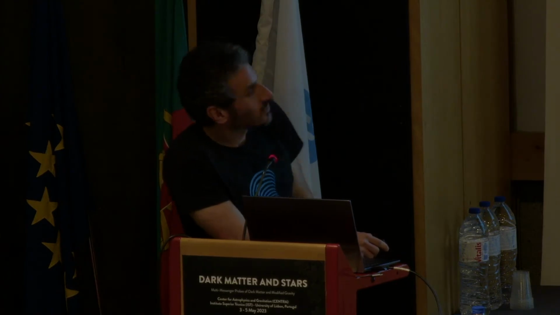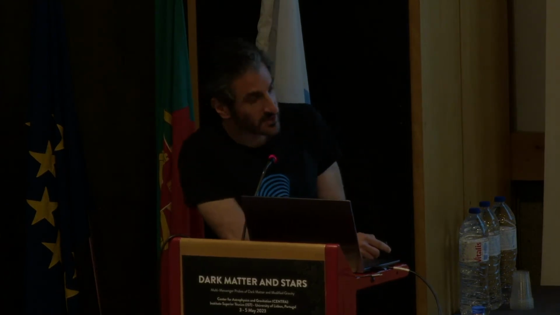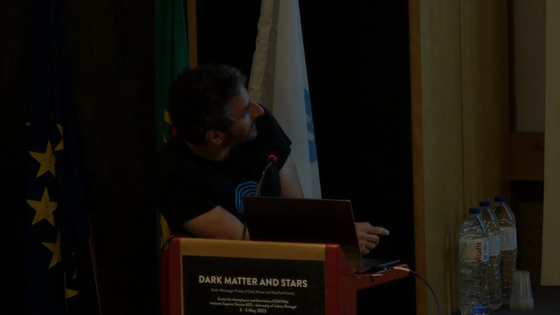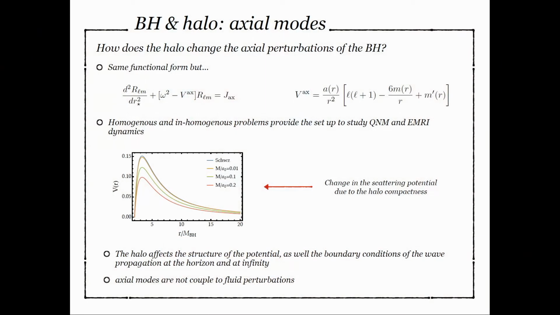All right, so how does everything change? This is the result for the axial sector. Now, the axial sector actually remains quite similar to the vacuum case, because as you see, the functional form of the Schrödinger-like equation which determines the evolution of the perturbation R is basically the same.